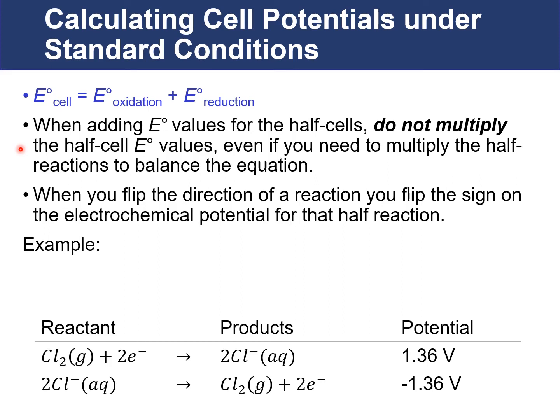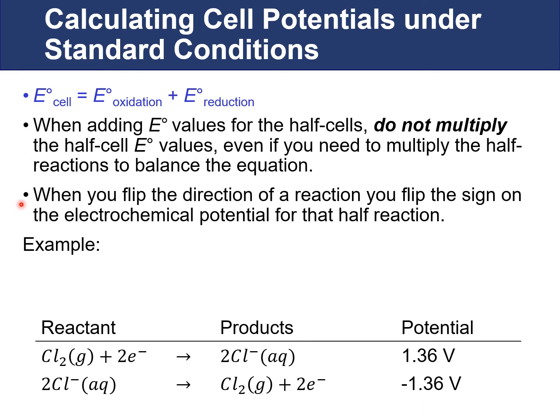So when we're adding up the total cell potential, we do not multiply by any factors. We just grab the values out of the tables. Whether or not we need 2 or 3 times the reaction doesn't matter. Just add up the cell potentials.